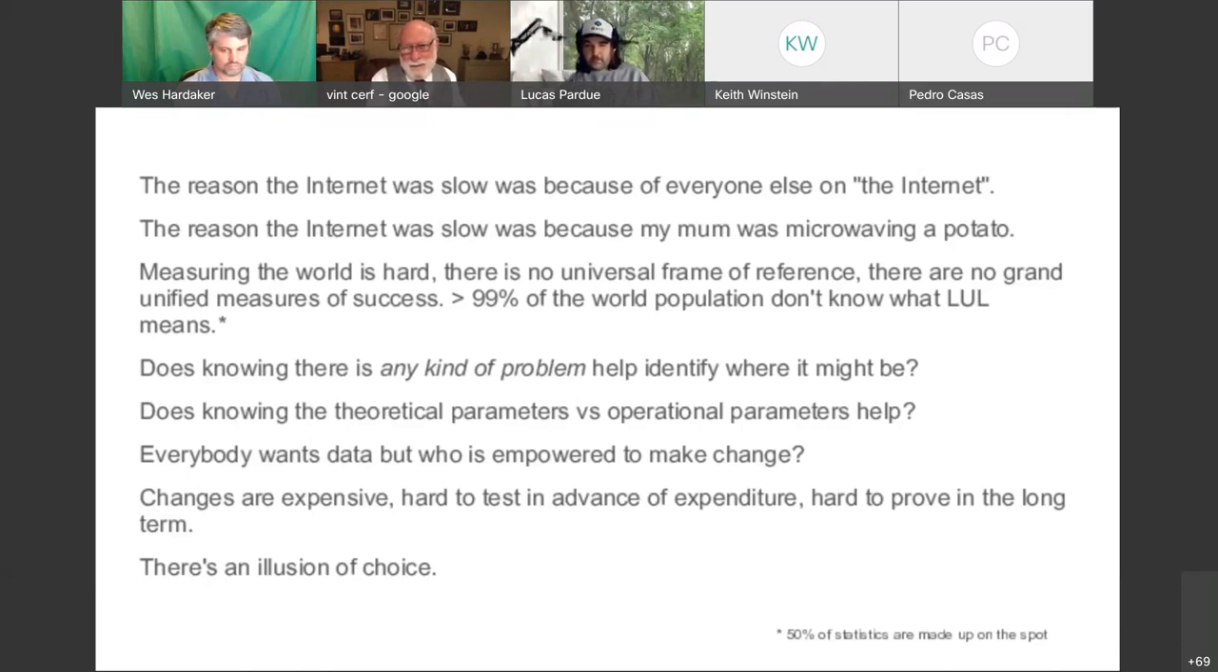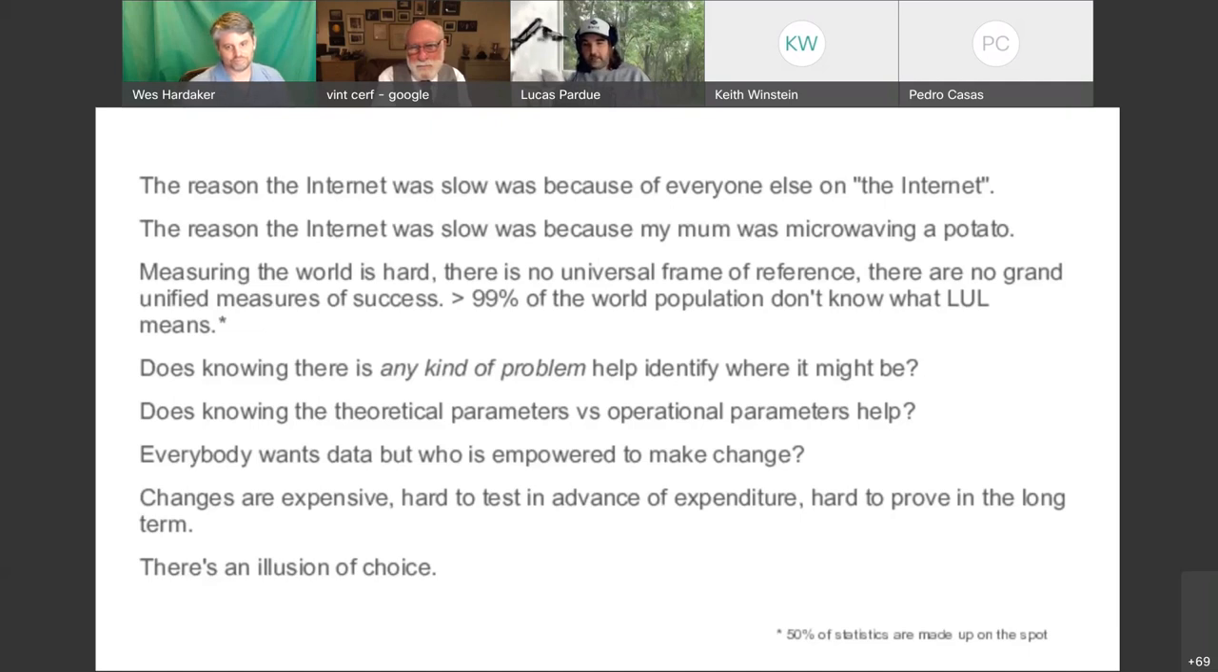I'd say 99% of the world's population don't know what LOL is, and I probably just made that up right now. But it's something to consider of who we are targeting with this workshop. It's for end users. And if they don't know what we're talking about, let's not bombard them with weird metrics. You could ask, does knowing any kind of problem help identify where it might be? Probably, I don't know. Or does knowing what theoretically you're capable of doing in the network help understand what is actually happening? Everyone wants this data, but who's actually going to act on that to do anything?